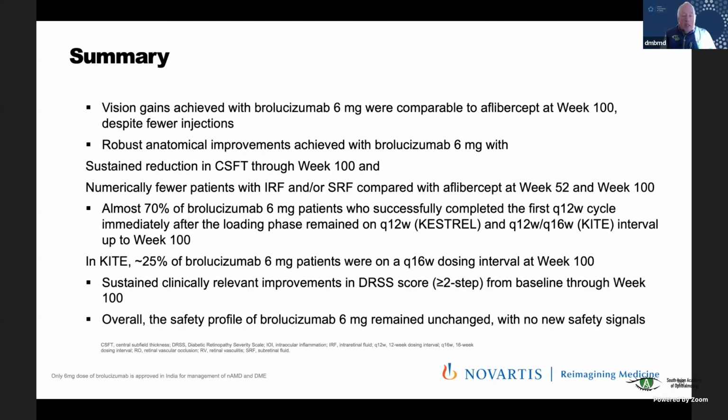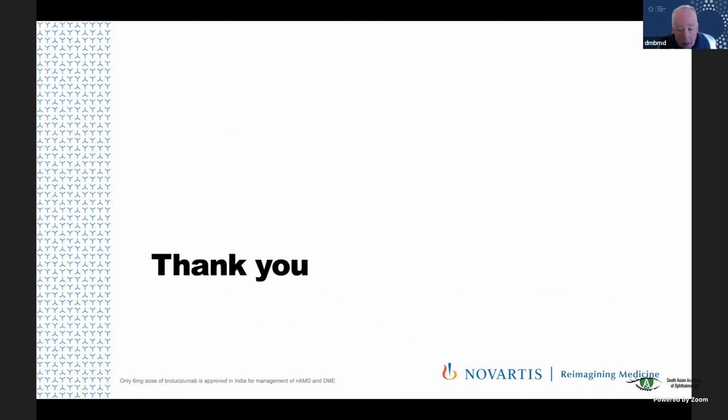In summary, KESTREL and KITE showed that brolucizumab, a very strong agent, comparable to aflibercept, had robust anatomic achievements. There were numerically fewer patients with intraretinal fluid and subretinal fluid. 25% were maintained on a Q16-week interval despite a strict criteria. And the safety profile actually was better in diabetes than it was in AMD, presumably because we're giving a lot less dosing, with no new safety signals. I want to encourage you to look for any inflammation in these patients and stop the drug. If you see it, it's rare, but you want to catch it so that you have less chance of an adverse event. Thank you very much.